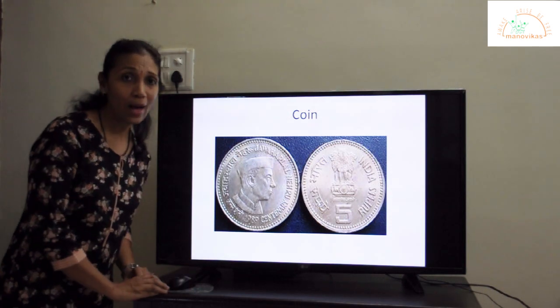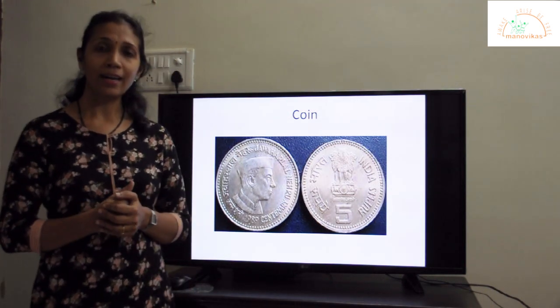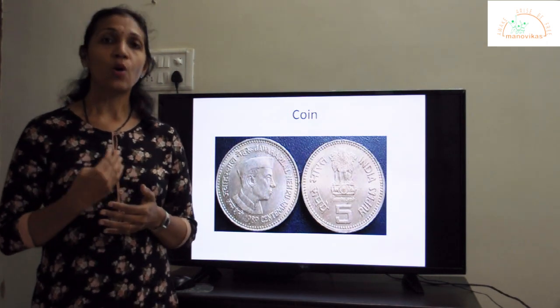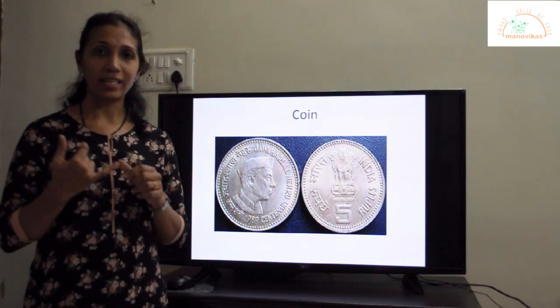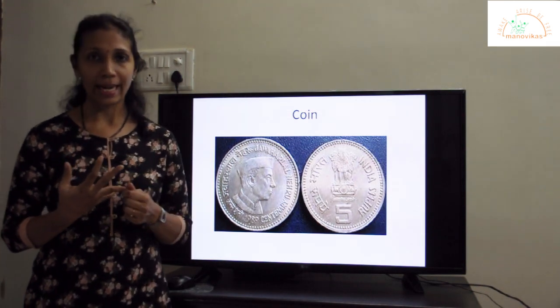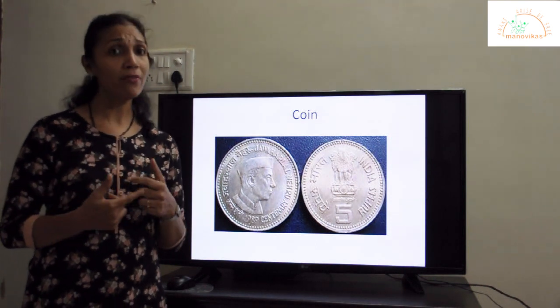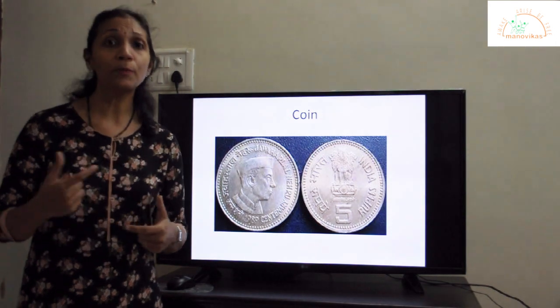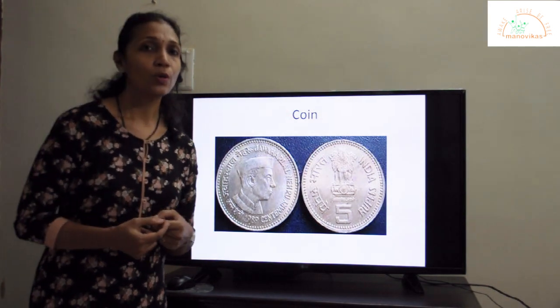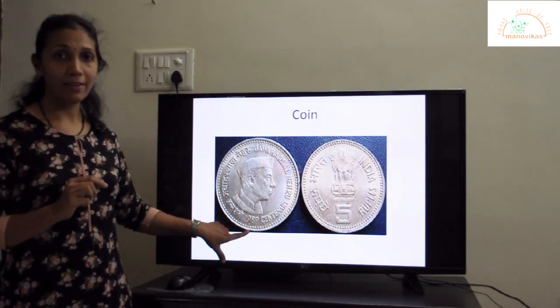Now I would like to add little more information on this coin. In India, at 4 places, coins are minted. That means coins are made. One is in Mumbai, second Hyderabad, third Noida and fourth Kolkata. Now how will we come to know in which place this coin is minted? So the mint mark is printed below the year.